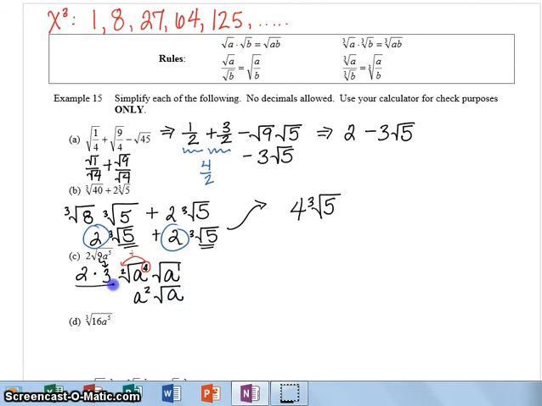Okay? Now I'm going to combine this and this, and my answer is going to be 6a squared, sorry about that, and then you have square root of a. So there's my answer for part C.